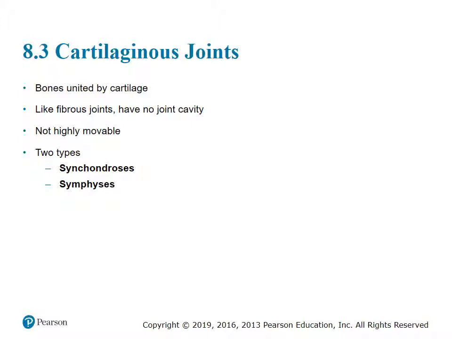Okay. So let's move on to cartilaginous joints. Those are a type of joint in our body.